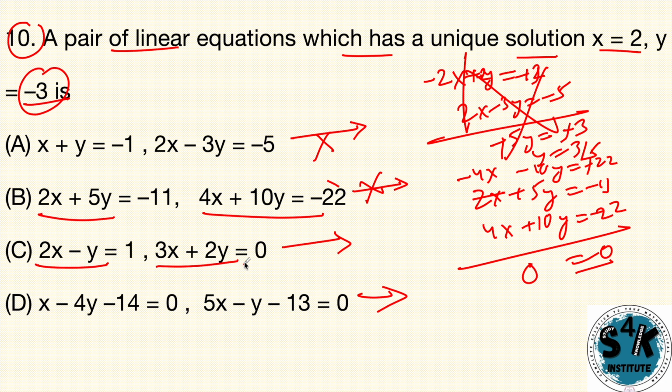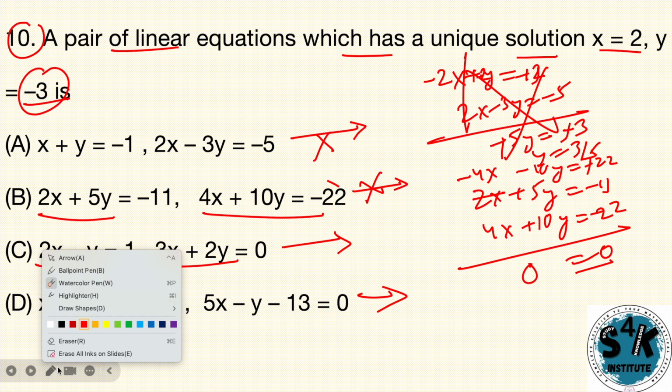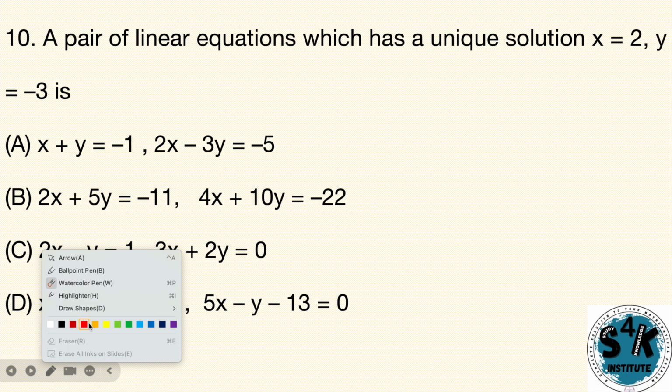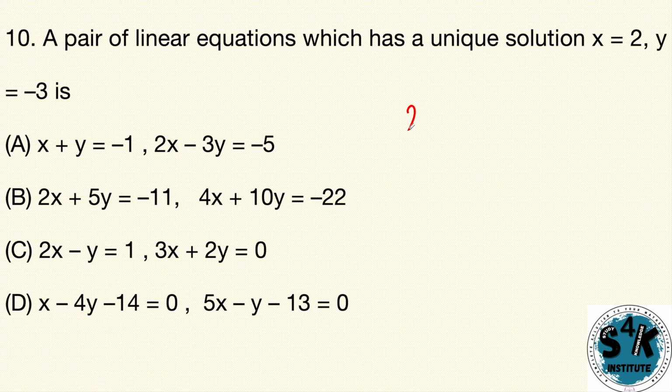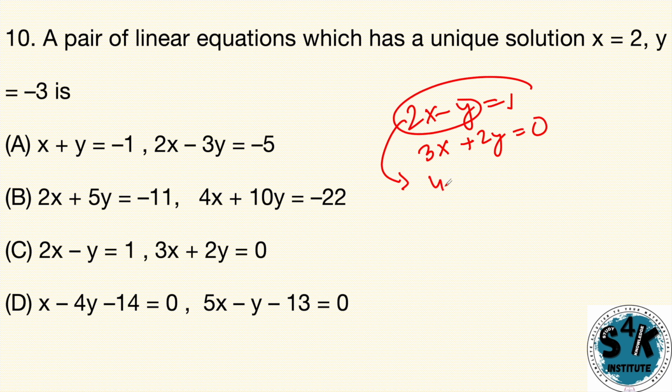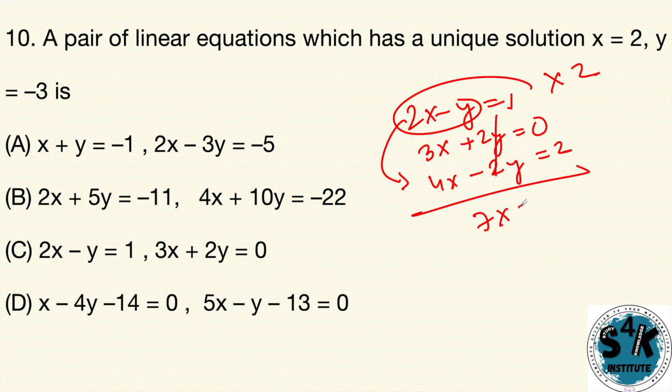So it is not a unique solution. Now if I can solve this, let's see. Yeah. So we have 2x minus y is equal to 1 and 3x plus 2y is equal to 0. So if I multiply the upper one with positive 2, this will become 4x minus 2y is equal to 2. Okay, I add these, so I got 7x is equal to 2, x value is 2 over 7. So this is also not correct, so A, B, C are discarded.